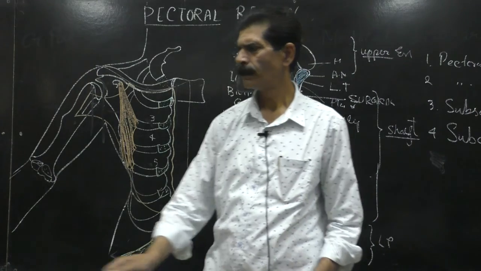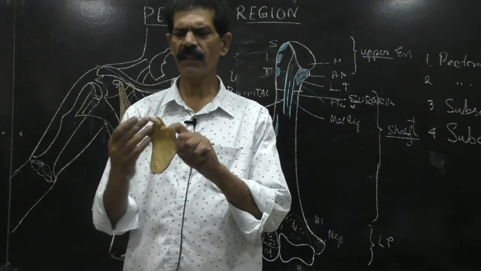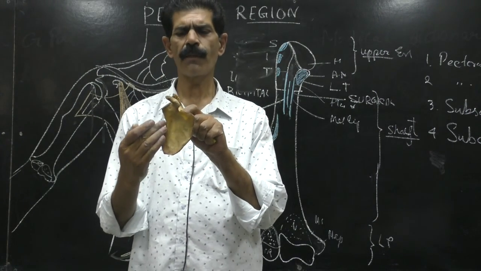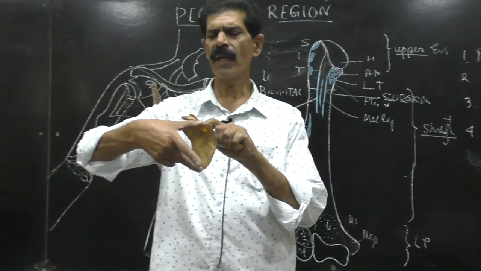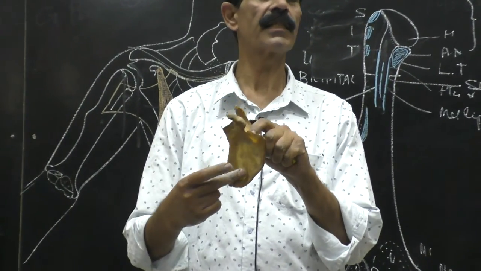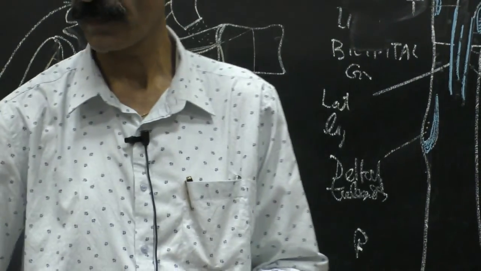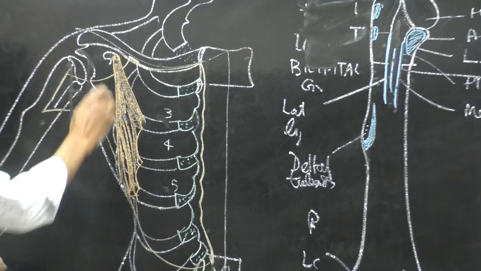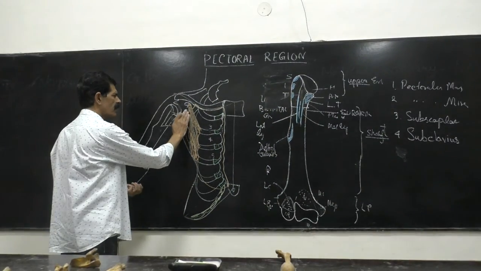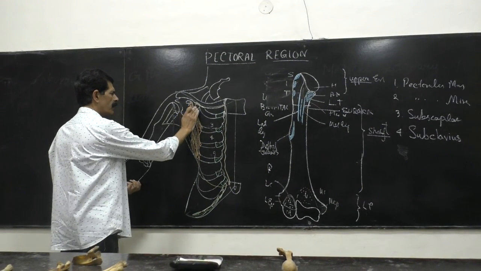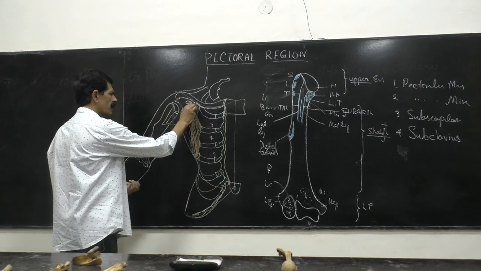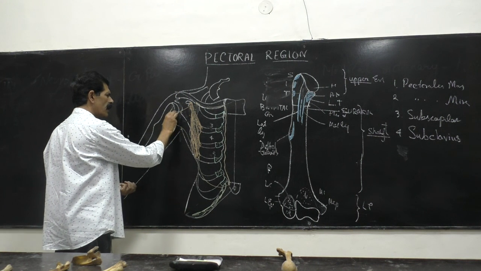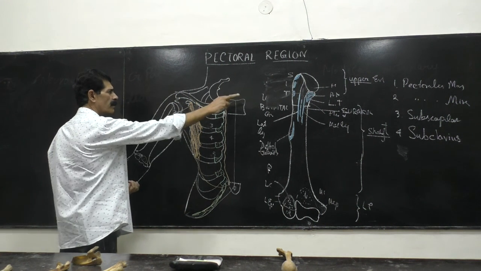Then comes the anterior surface of the scapula, this is called the subscapular fossa. And a big muscle taking origin from this is called the subscapularis. So the subscapularis muscle takes origin from the anterior surface, and from here this muscle comes and is inserted on the lesser tubercle of the humerus.